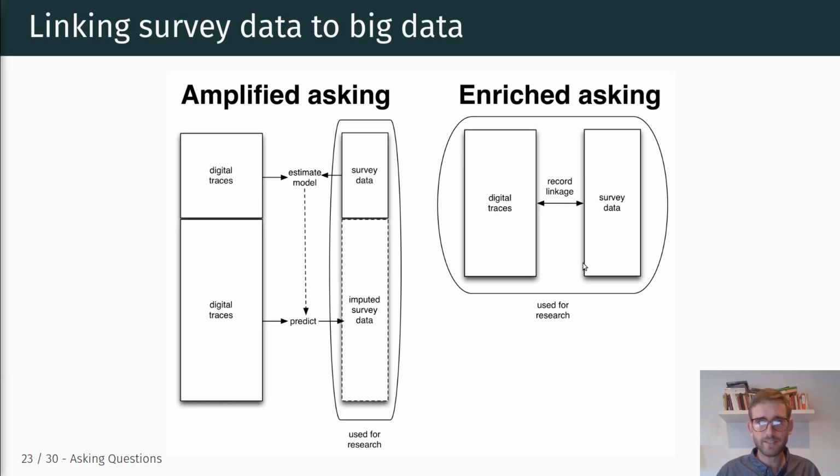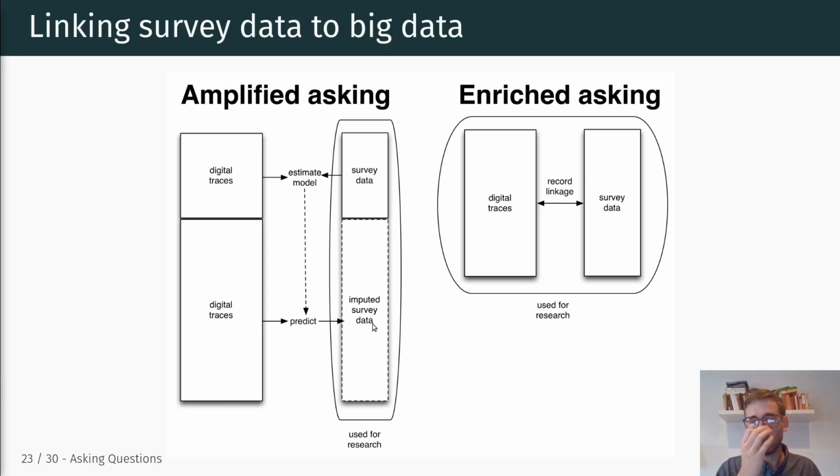So what do we mean by amplified asking? By amplified asking, we mean basically collecting survey data and combining that limited survey data with digital trace data to estimate a model that helps us predict the survey responses, the outcome of interest that we measure in the survey, based on the available digital trace data. The idea is then, because the digital trace data is available for more observations than we had included in the survey itself, we can use this digital trace data to impute the outcome, the survey data that we couldn't collect, and use that ultimately for research, right?